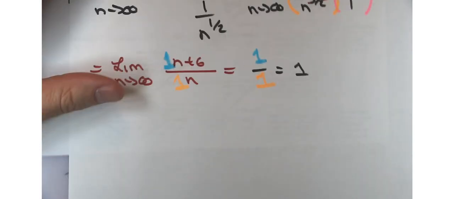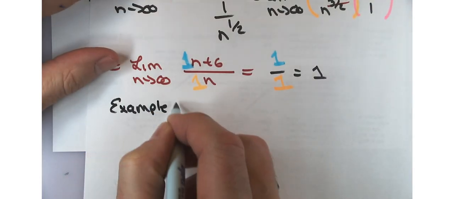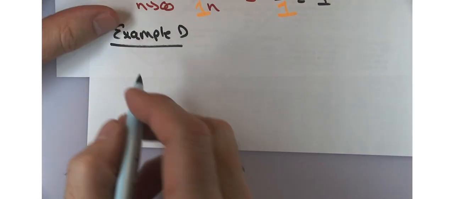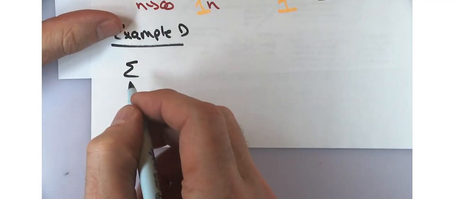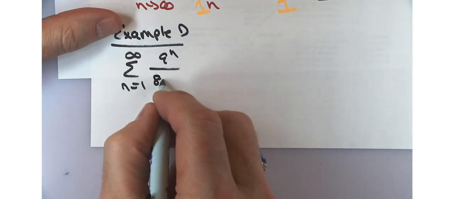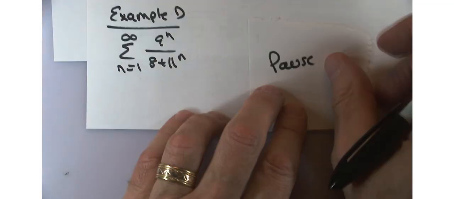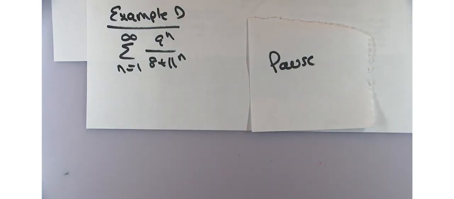Example D. I want you to figure out what term we're going to compare it to and if that series is going to converge or diverge. So we've got the sum from n equals 1 to infinity of 9 to the n over 8 plus 11 to the n. If you're watching this later, give yourself a moment, but try and figure out a good series we can compare that to. Are you going to use the direct comparison test or the limit comparison test? What are you going to do?